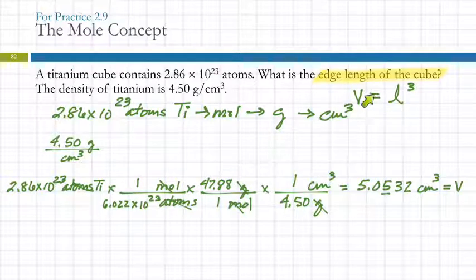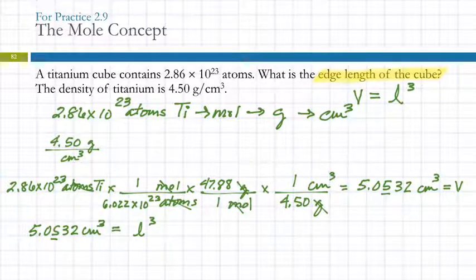Now I need to use this equation. So the volume, 5.0532 cubic centimeters, is equal to the length cubed, I'm going to underline the last significant figure so I can keep track of it and not have to look at everything over again. How do I find L? I need the cube root. If I do the cube root to one side, I have to do the cube root to the other side. So it's not a square root, it's a cube root. Cube root of both sides.